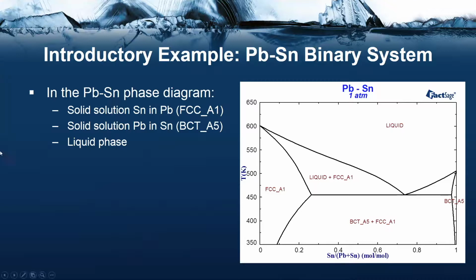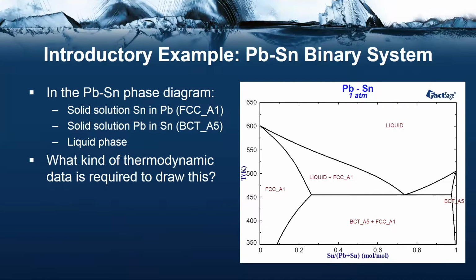These are the solid solution of tin in lead, which is this one, FCC A1, and then you have the solid solution of lead in tin, which is this one, BCT A5, and then you have the liquid phase. And of course, the two-phase region with the combination of these phases.